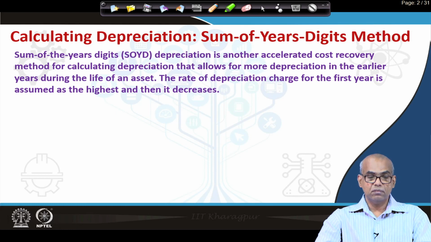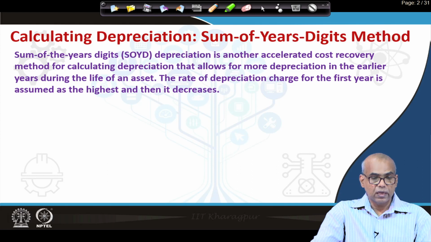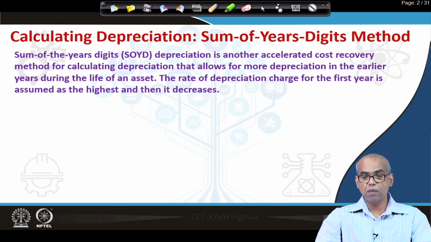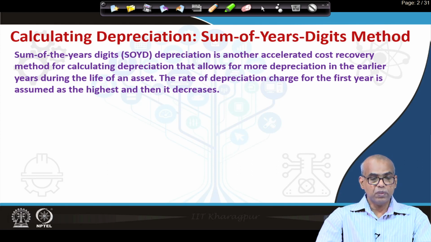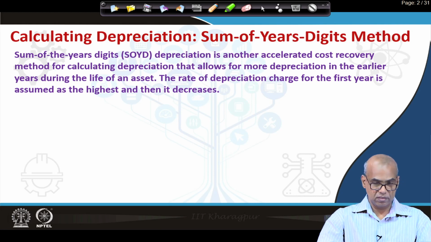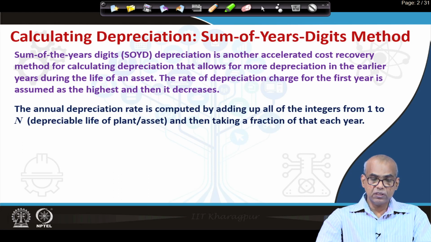Next, move on to another method, calculating depreciation by the sum of years digits method. Sum of the years digits depreciation is another accelerated cost recovery method for calculating depreciation that allows for more depreciation in the earlier years during the life of an asset. The rate of depreciation charge for the first year is assumed as the highest and then it decreases as time progresses. The annual depreciation rate is computed by adding up all of the integers from 1 to n.